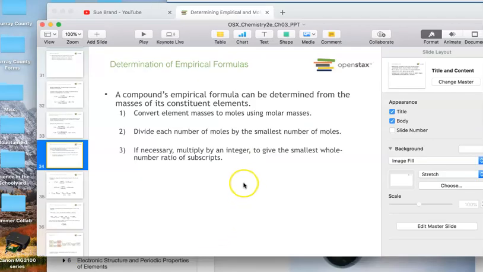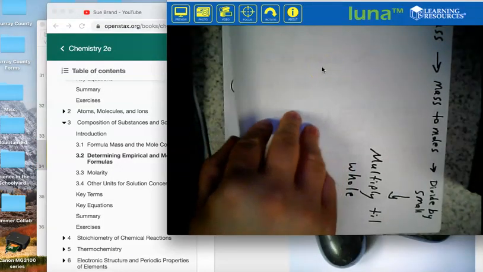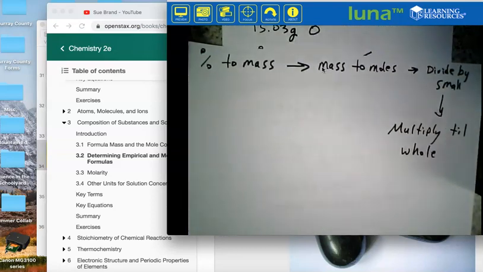All right, so here it says we're going to determine empirical formulas. A compound's empirical formula can be determined from the masses of its constituent elements. First, we need to convert element masses to moles using molar masses. Divide each number of moles by the smallest number of moles. If necessary, multiply by an integer to give the smallest whole number ratio of subscripts. And so the way I teach this, it's kind of like a little jingle. I try to make it a little jingle so that you can remember it.